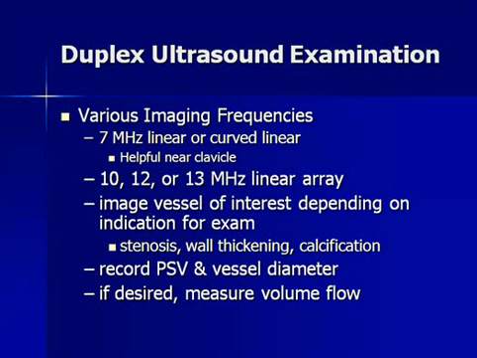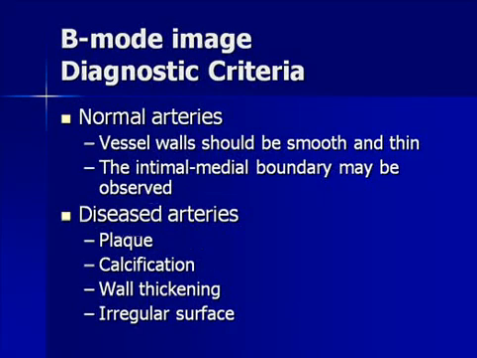If you have the availability of a curved linear array, that transducer will help insonate these vessels near the clavicle. We're usually going to use a mid-range transducer for some of the subclavian evaluation. If we're looking on the forearm at the radial and ulnar arteries, we're probably going to use a high-frequency transducer in order to see those smaller, more superficial vessels more clearly. We're going to look for the same things like a stenosis, calcification, wall thickening. We're going to record the peak systolic velocity as well as vessel diameter, and in some instances we may be asked to measure volume flow, which I'll explain in a few minutes.